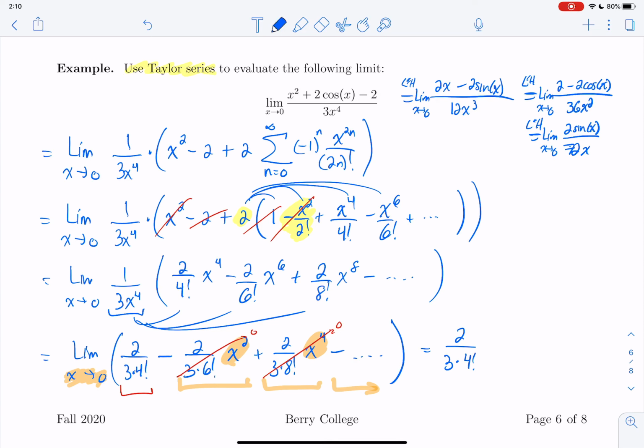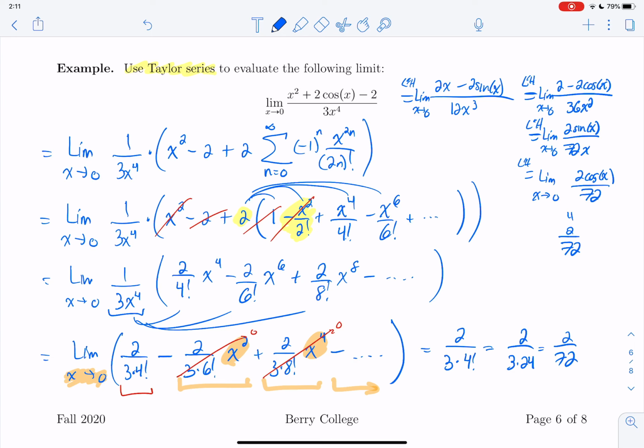This is still not appropriate, so I have to do L'Hopital's again, and I get the limit as x approaches 0 of, now I'm going to get 2 cosine of x over 72, and now I'm finally not indeterminate, and this will just give me a 1 on the top, and this answer is 2 over 72, which conveniently matches what we had down here, 2 over 3 times 24, which is 2 over 72.